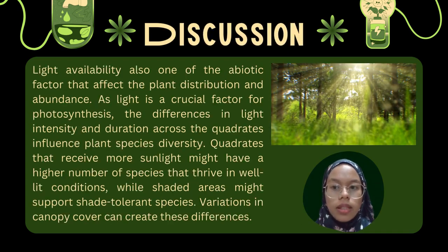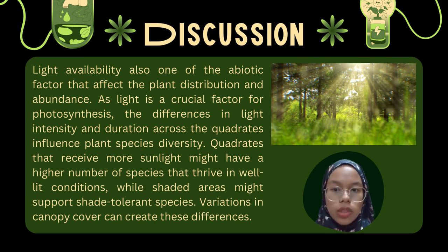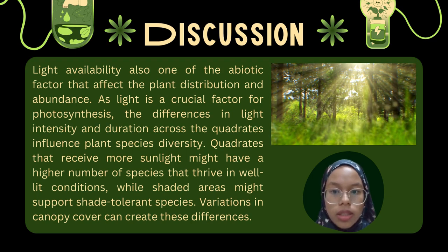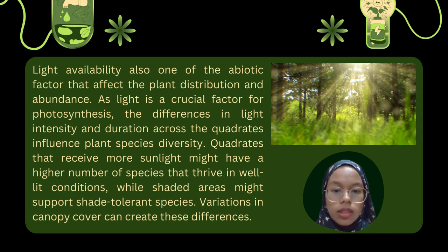Light availability is also one of the abiotic factors that affect the plant distribution and abundance. As light is a crucial factor for photosynthesis, the differences in light intensity and duration across the quadrats influence plant species diversity. Quadrats that receive more sunlight might have a higher number of species that thrive in well-lit conditions, while shaded areas might support shade-tolerant species. Variation in canopy cover can create these differences.